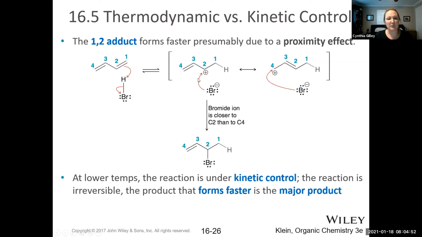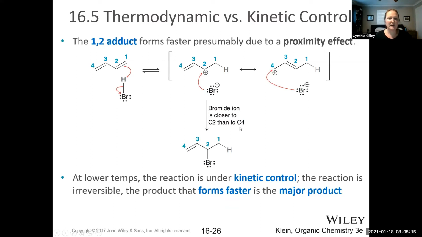Therefore, it is in closer proximity to carbon number 2, and it can essentially attack there faster than it can attack carbon number 4. So this proximity effect of the ions and their attraction leads to the formation of the actually less stable product to occur faster.